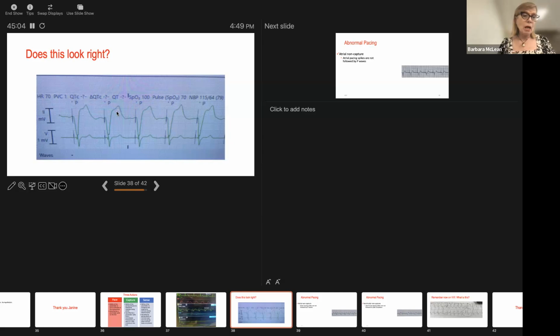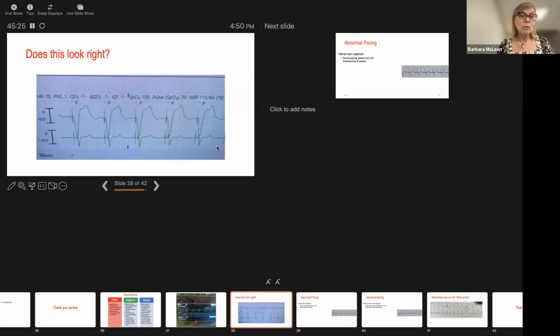What I'm going to say is I need EP to look at this strip, because here I've got spike ventricular and spike with pause, spike with pause, spike with pause. Is that the atrial spike with an atrial capture? Or does this actually show me a failure to capture? I can't know that. I need EP to come and look.